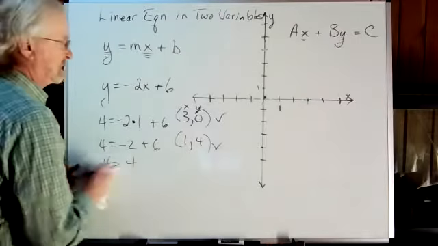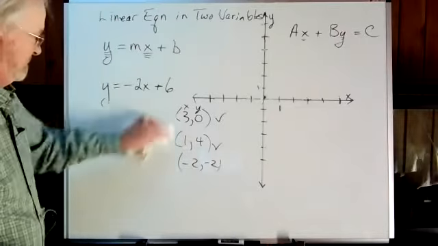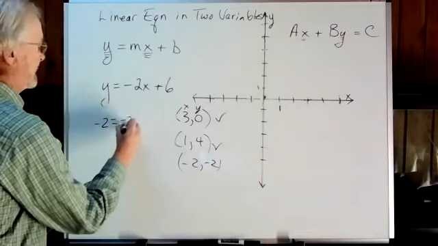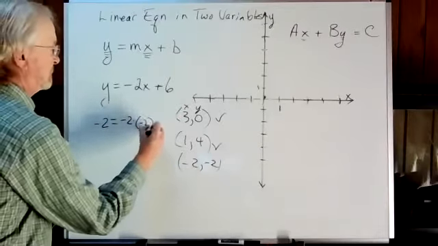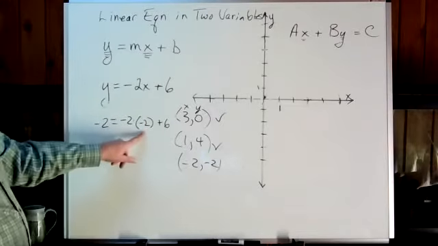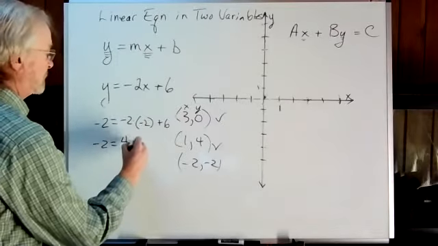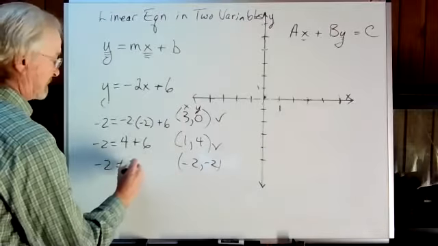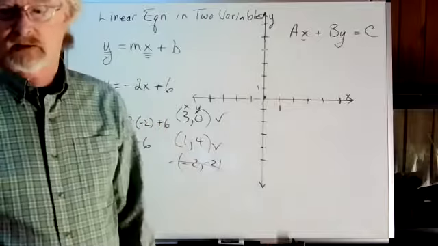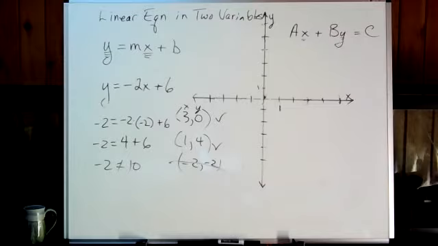So what do I usually do? I have to make up something where it's not going to work. Maybe it's real boring. -2, the Y value, is -2 times -2 plus 6. Is that true? So, there's the X -2 and the Y -2. And that's going to be what? +4 plus 6. -2 is not equal to 10. So that one was not a solution to that particular equation that I started with.